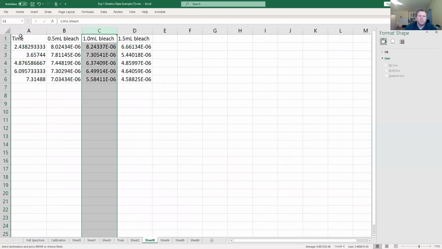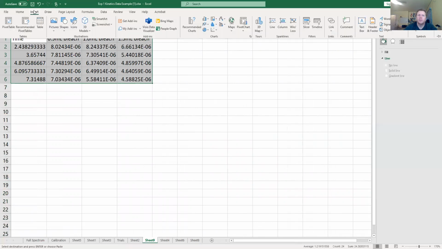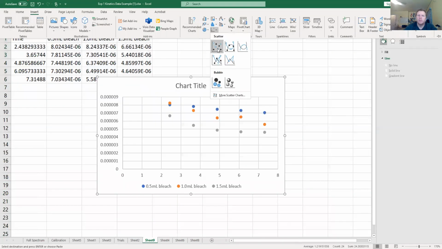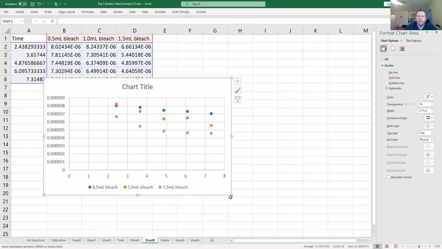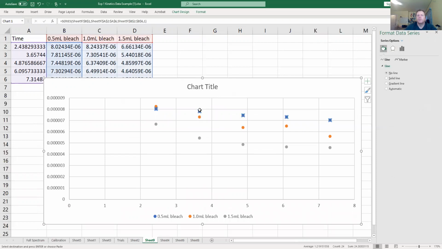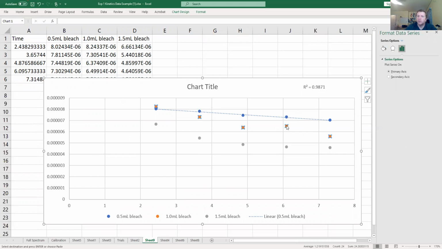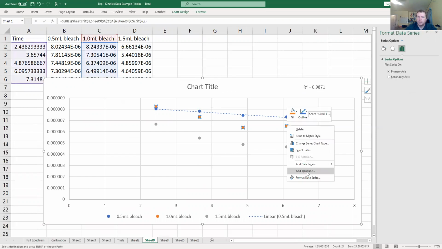Now, I'm going to highlight all of this and plot it. The reason is that for the method of initial rates, I need to plot all of my data and look at the slope of these lines. What's important about this data set is that you want to look at an R squared value that's very high, so you want the most linear data set and to plot that.